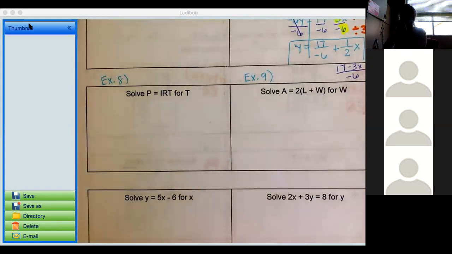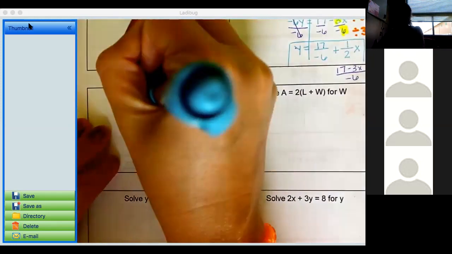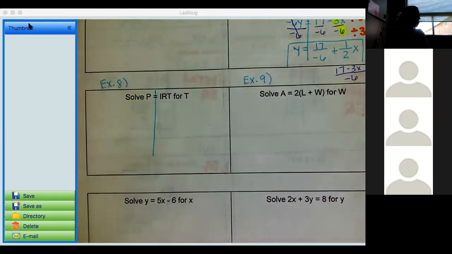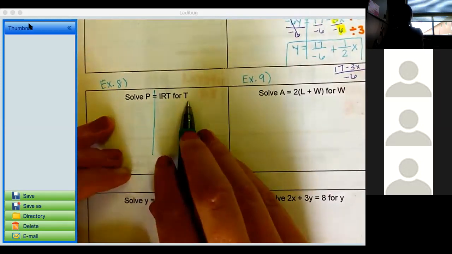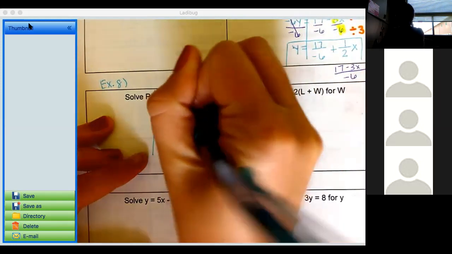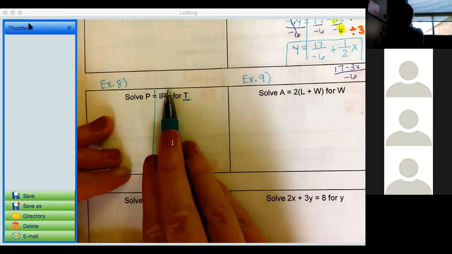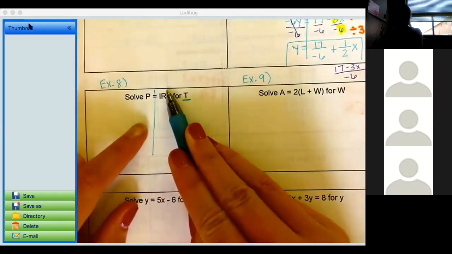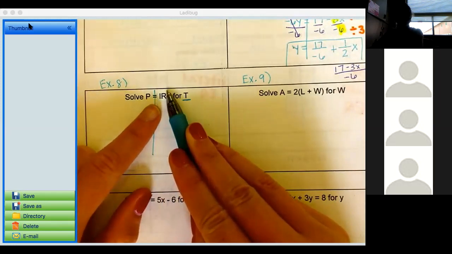Okay. All right, this is my favorite kind of problem. I would make sure you know how to do this one. Hint, hint. These are the easiest. What are we solving for? T. Good, so find your T, cover it. Now guys, this one's kind of tricky. What is over here touching the T? I and R. We have to move both of those.